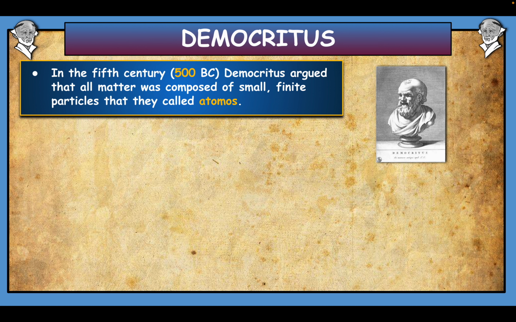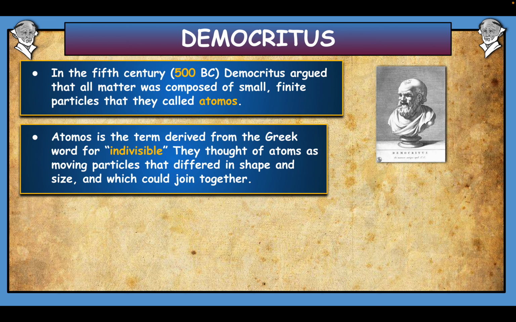Infinite means it's never ending, right? So then finite means that there is an end to it. What they mean is that it is indivisible. So atomos is the term derived from the Greek word for indivisible. You are not able to separate it anymore. And they thought that atoms, if you were able to take paper and tear it in half and then tear it in half again and again and over and over, ultimately you'll get down to a particle that is not able to be torn in half. And that is an atom.